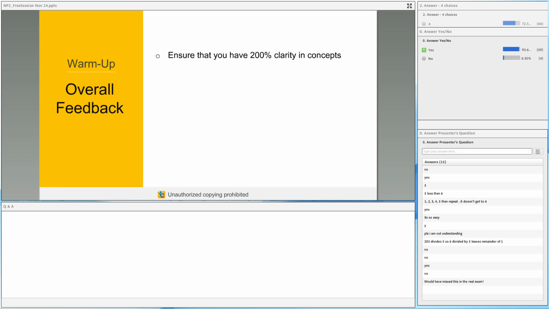So with this, guys, again, the main thing is make sure that you have 100% clarity in concepts. If either of the concepts are still not clear, please go back and revise the concepts.